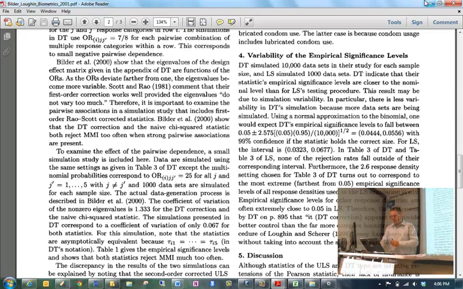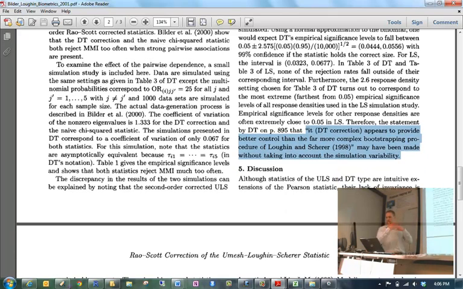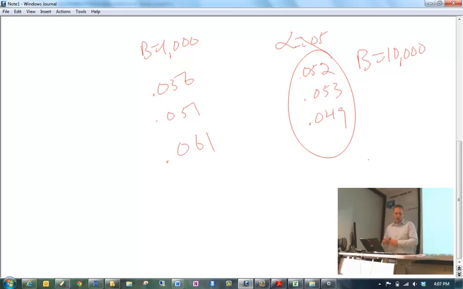So, anyway. So the great quote then is, "their particular procedure appears to provide better control than the far more complex bootstrap procedure of my advisor, Tom Logan." That's what they stated in their paper. But all it may be due to is simply not taking into account simulation variation. Just a little bit of a side story there.